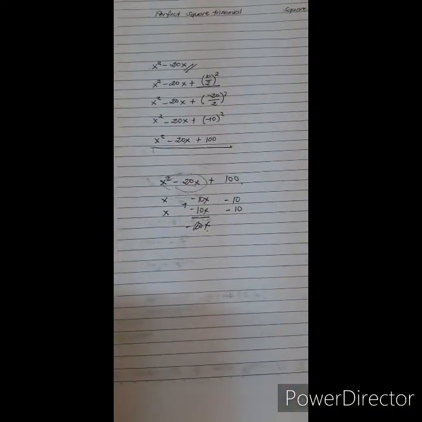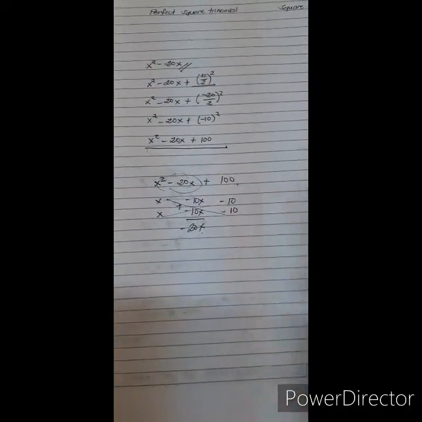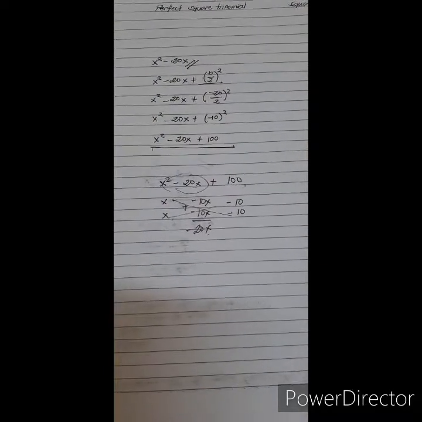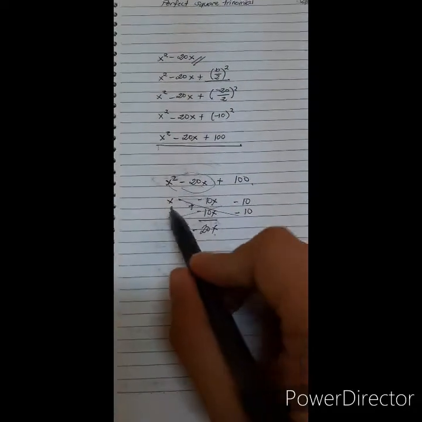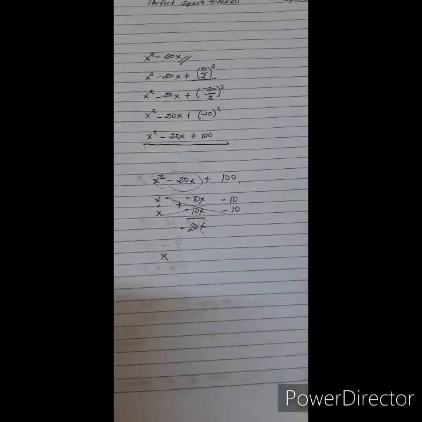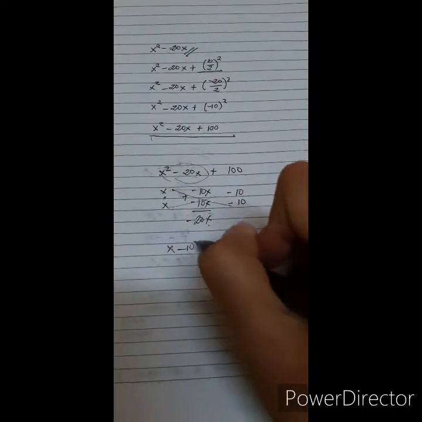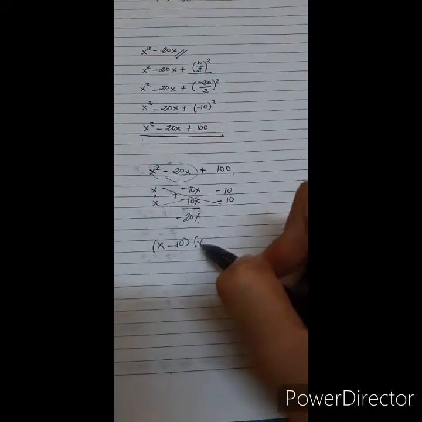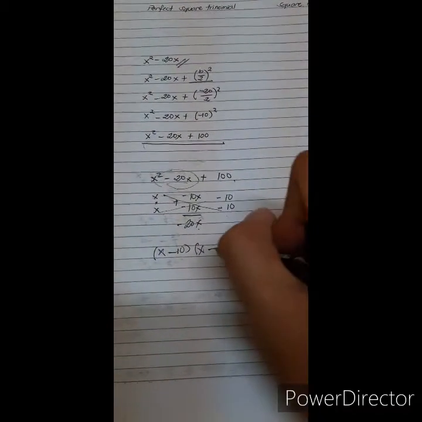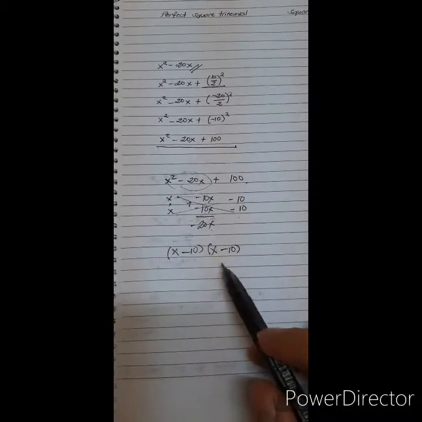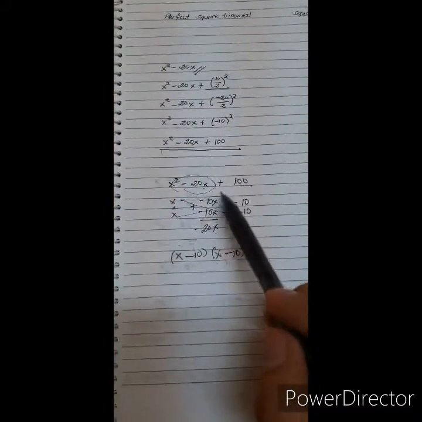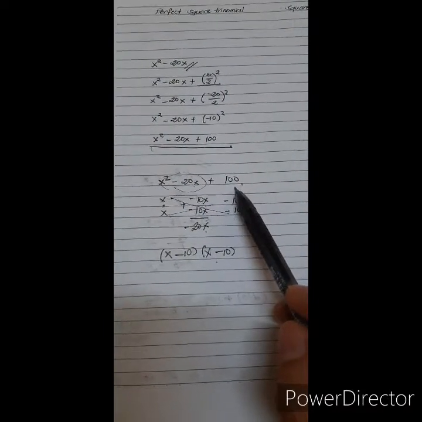Next, for the factors in this process, we have to pair them up in a cross manner. The partner of x here is the negative 10 at the bottom on the right side. So we have x minus 10, partnered by the negative 10 on the upper right corner, negative 10. So these are now the factors of our expression x squared minus 20x plus 100.